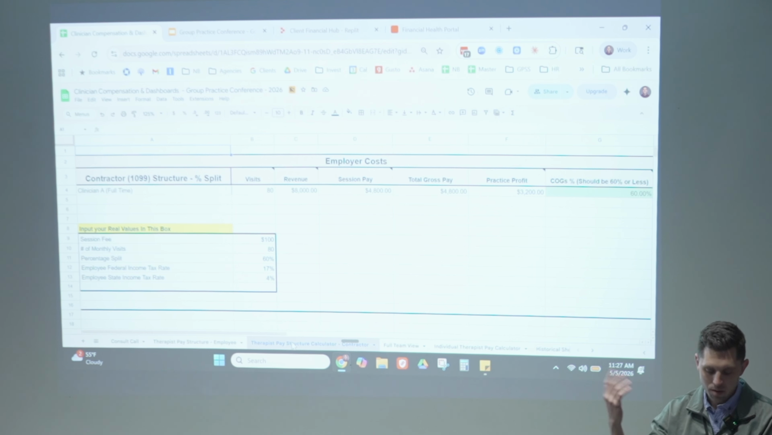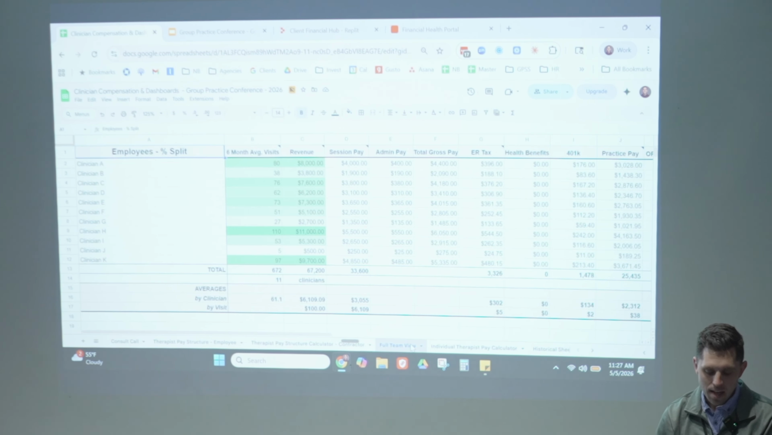It's a lot more simple. You don't have to deal with benefits and taxes. So that's the same. And then this is kind of the OG of the clinician profitability. This is what we created initially. I know it's a lot, so don't get too overwhelmed.